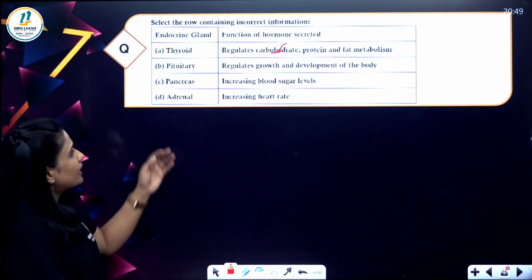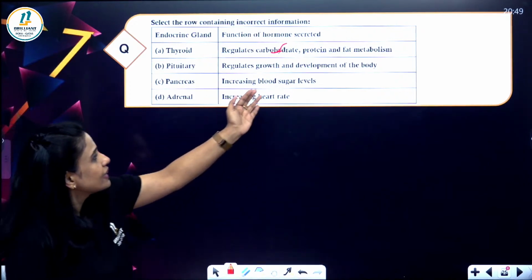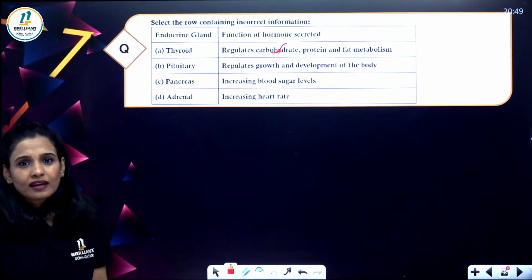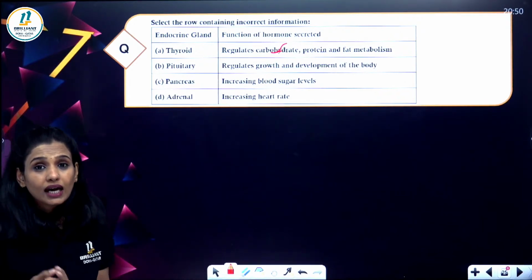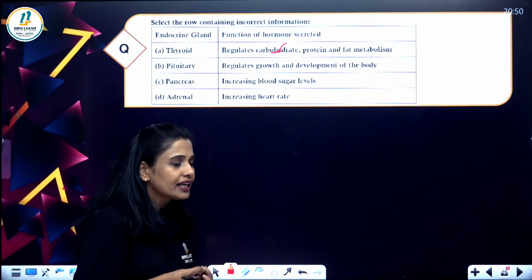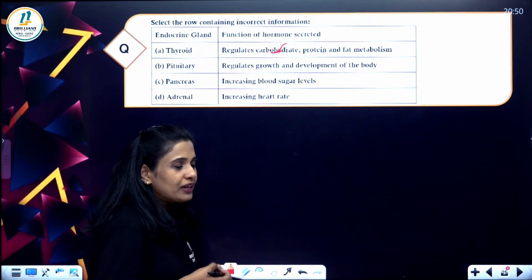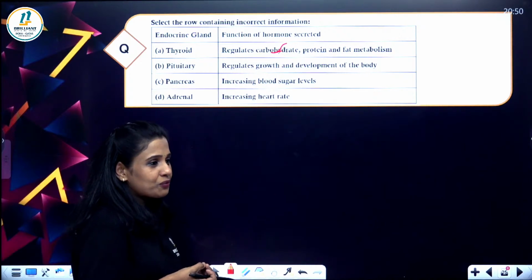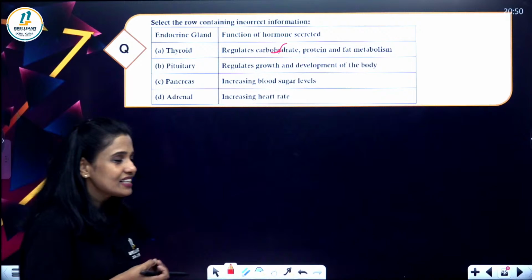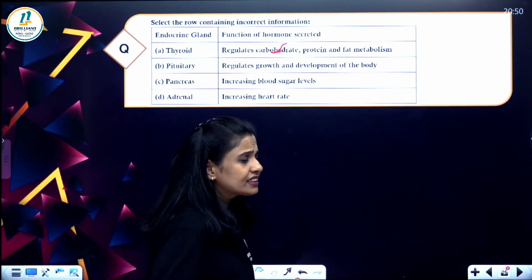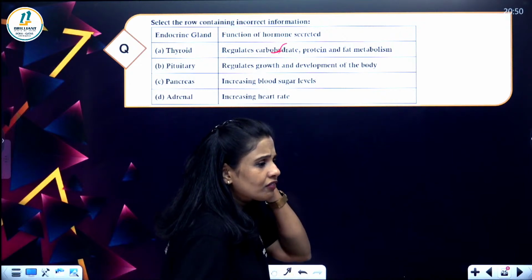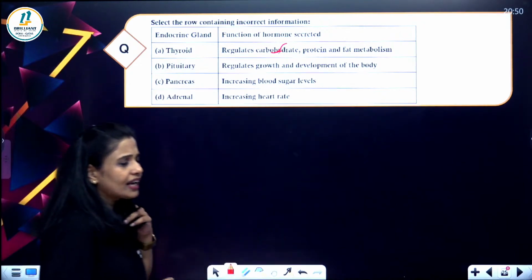Now, pituitary gland regulates growth and development of the body. Is that option correct? Yes, pituitary gland releases a hormone. Which hormone is released by pituitary gland? We learned it in the previous questions. Comment your answer.